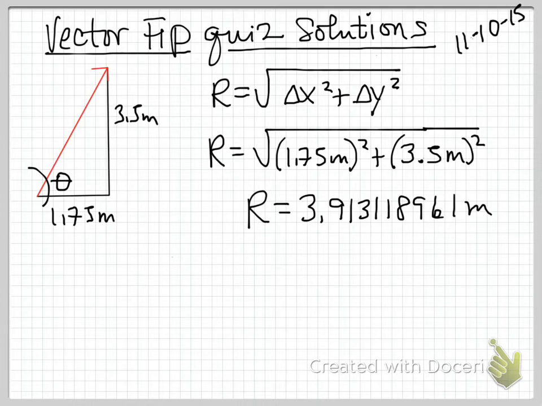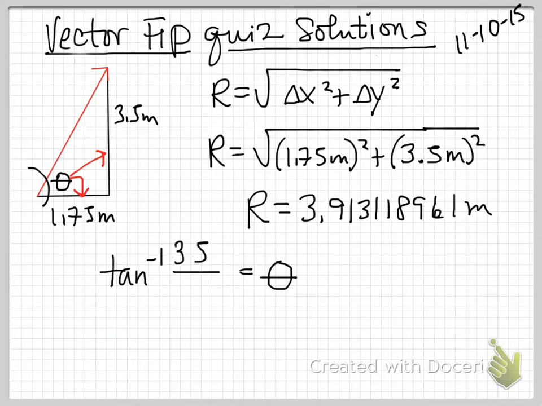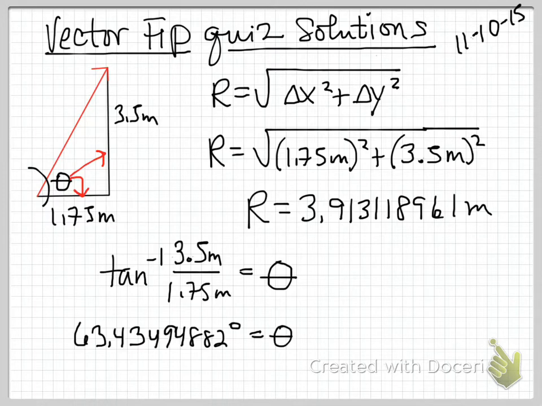What about the angle that the ladder makes with the ground? We're going to use an inverse tangent function. Because we're looking at this angle, we're going to use our 3.5 as our opposite and 1.75 as our adjacent. So the inverse tangent of 3.5 meters over 1.75 meters gives us a theta of 63.43494882 degrees.